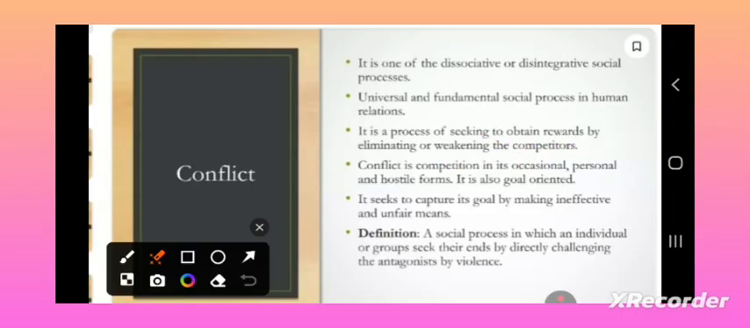Conflict, in comparison to its occasional, personal, and hostile form, is also goal oriented. It seeks to capture its goal by making ineffective and unfair means. So, it is a social process in which an individual or group seeks their end by directly challenging the antagonist by violence.